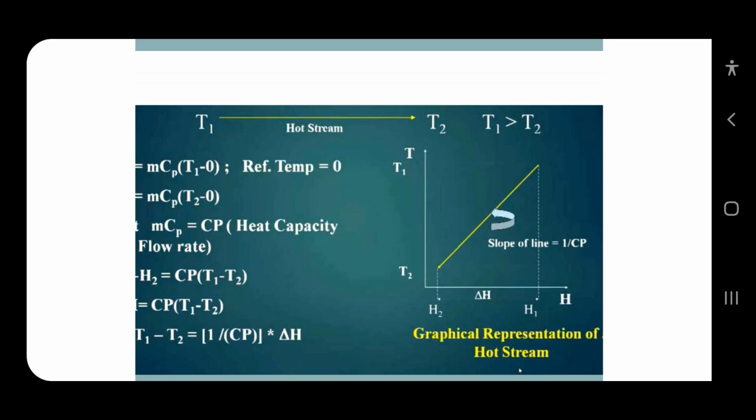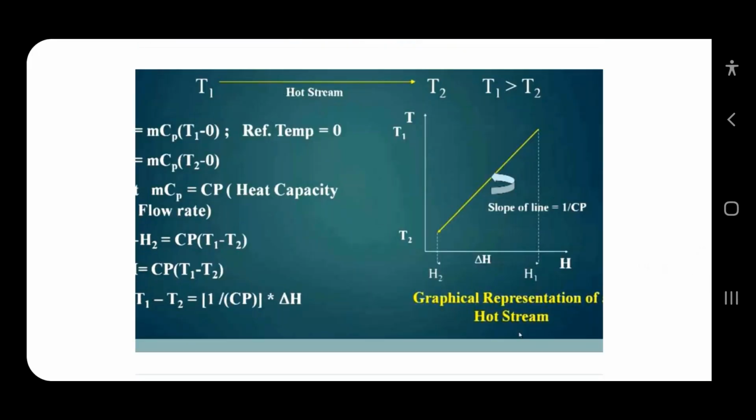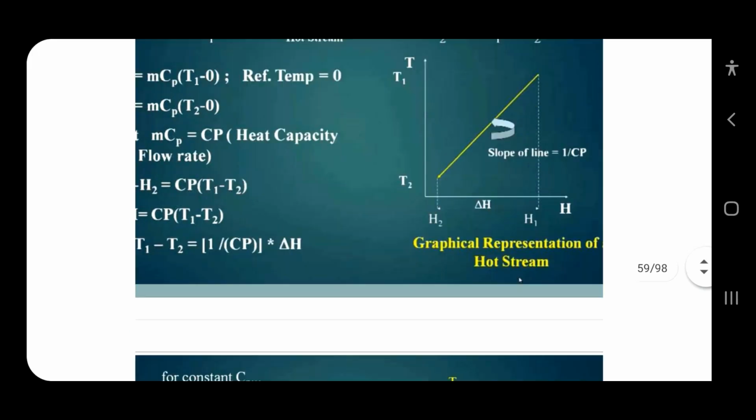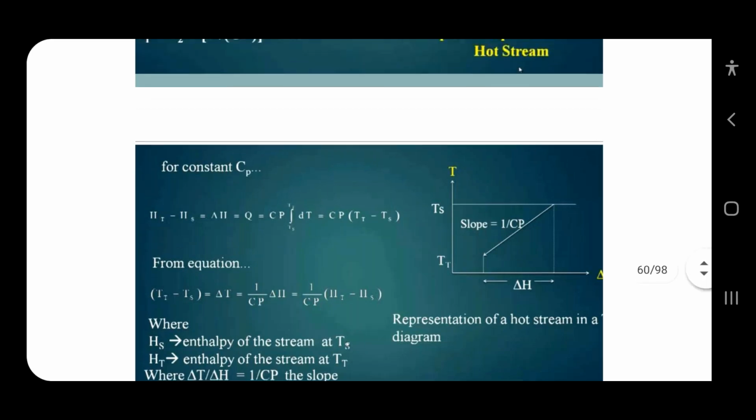So the MCP value is given. Suppose it is given as 3. So 3 multiplied by 220 minus 60, you will get delta H. That delta H you must arrange on the x-axis, and your temperature values, 220 and 60, you must arrange on the y-axis. That gives the slope of the proposed line, that is the hot stream, which is 1 upon CP.